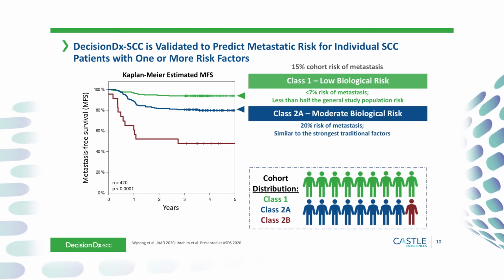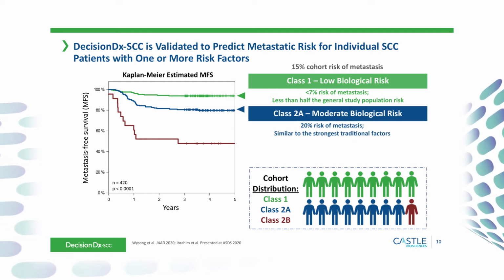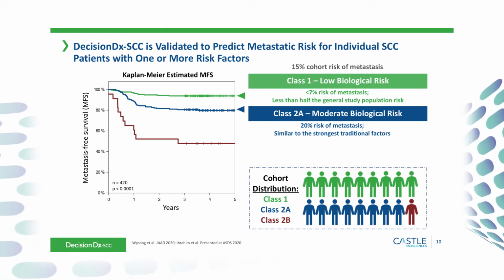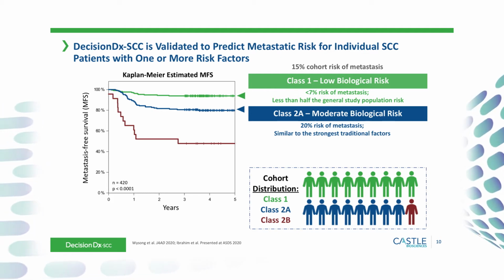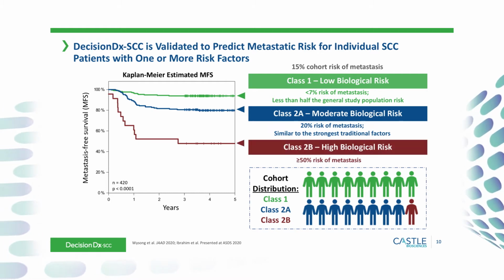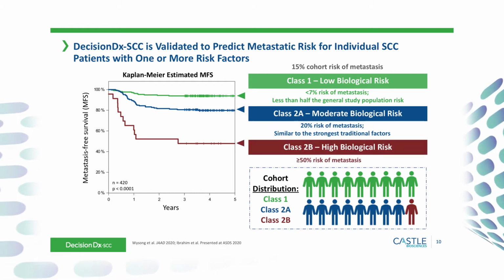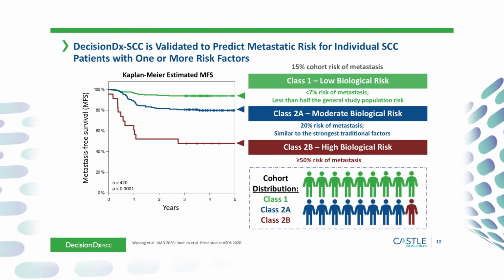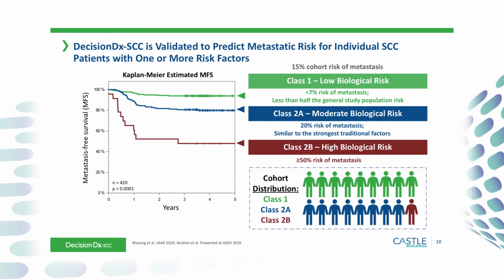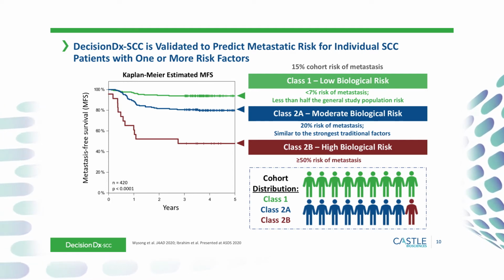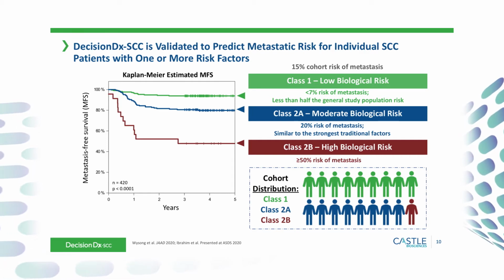If they were class 2A, 20% risk. So again, and I'll go into this in a little more detail, that number is about as strong as any individual risk factor that we routinely use. And then finally, for a class 2B, these are very high biologic risk. There are essentially no other known clinical or pathologic factors that are as capable of predicting metastasis as this is. So high level of prediction of outcomes.